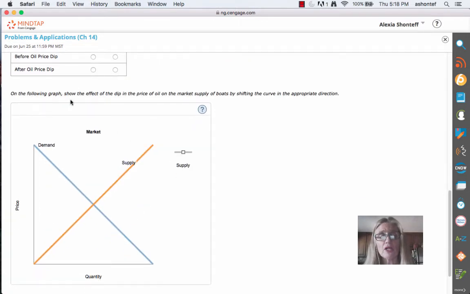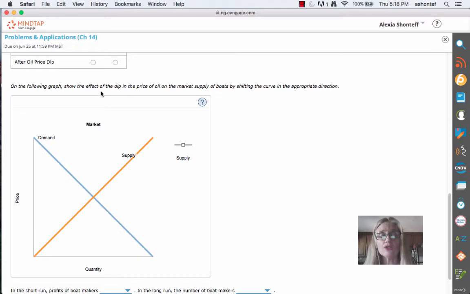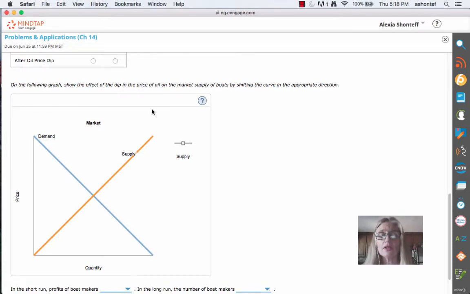This part of the question, after you've done that, asks what will happen in this market for the supply of boats, where part of its production is based on oil and the price of oil has gone down. So this is nothing but looking at costs of production. How does a drop in the price of an input, in this case the oil, have an impact on the supply curve?